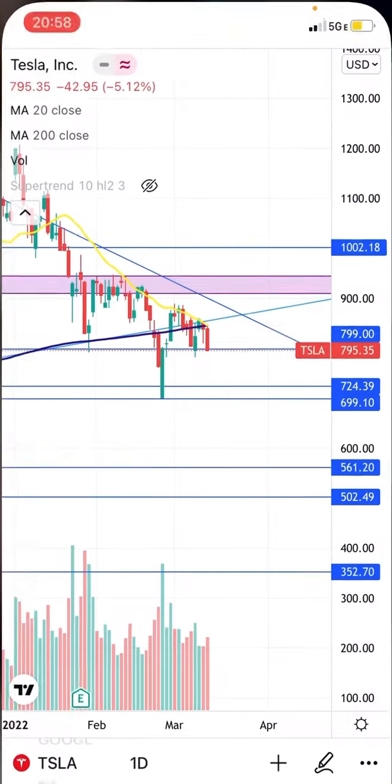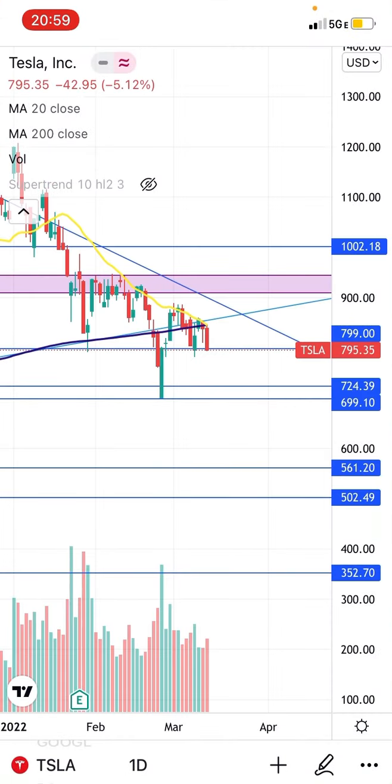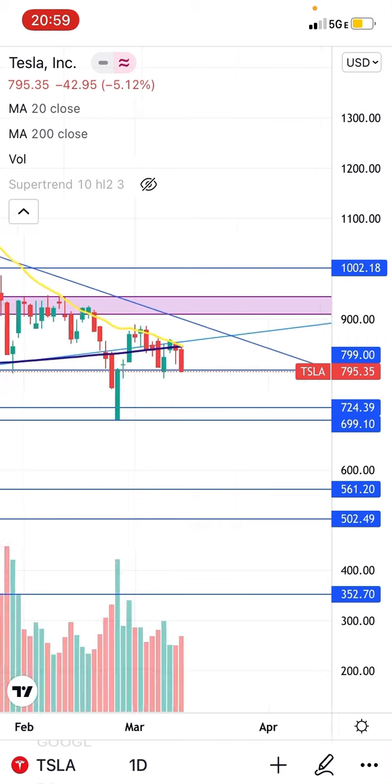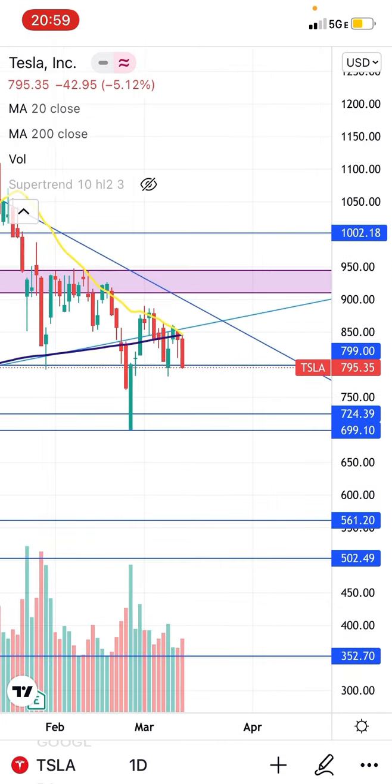So let's just go over Tesla real quick. Oh my God, Tesla. So it is bearish looking to me.